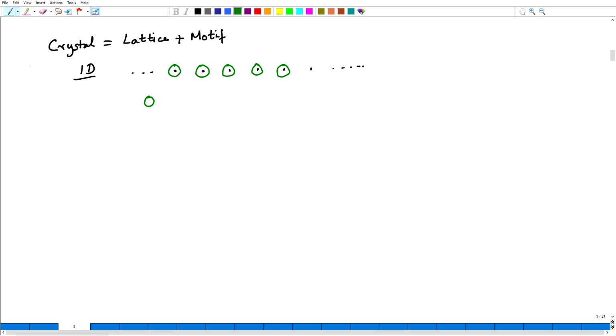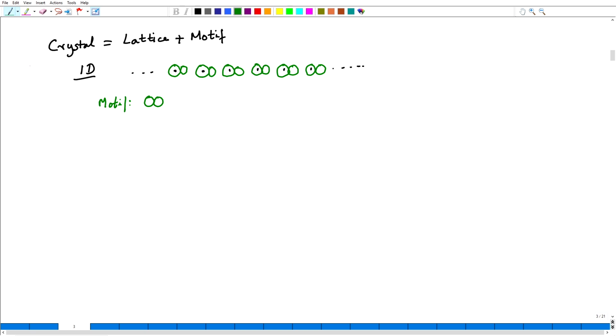It can consist of two atoms, and let us say this motif consists of two atoms like this. So, now I have a two atom motif, and just the way the atoms are there in the motif, that is the way the atoms will be present at every lattice point. As you can see here, one atom whose center coincides with the lattice point and the second atom is somewhat shifted.